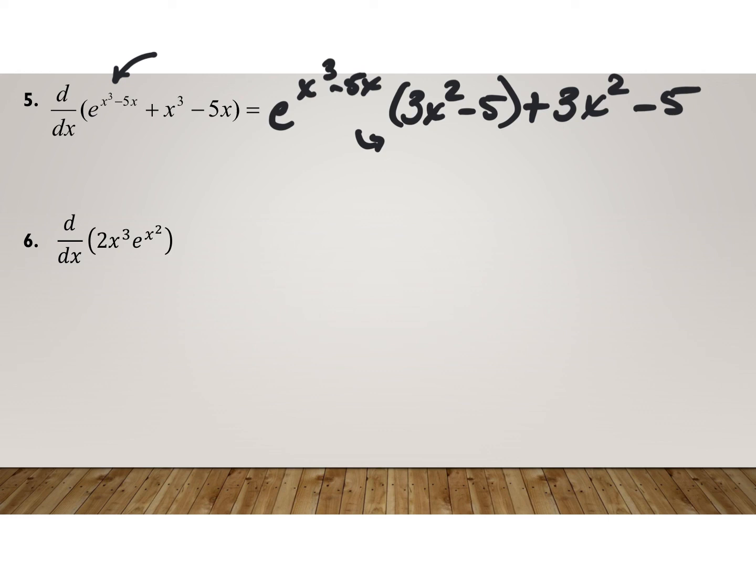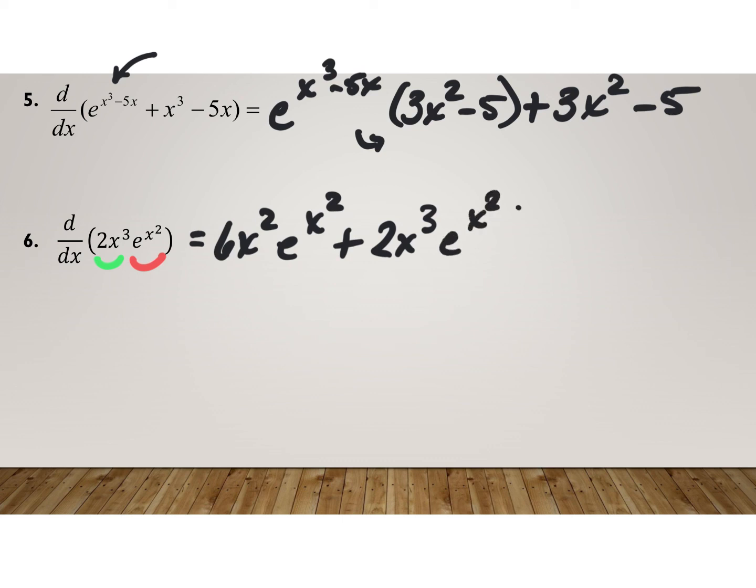Now for the next one, we have two terms multiplied times each other. So we're going to use that same language. Derivative of the first, 6x squared, times the second, it comes along for the ride, plus the first times the derivative of the second. Well, what's the derivative of that exponential? It is going to be, keep it exactly like it is, chain rule out, what's the derivative of x squared, 2x.